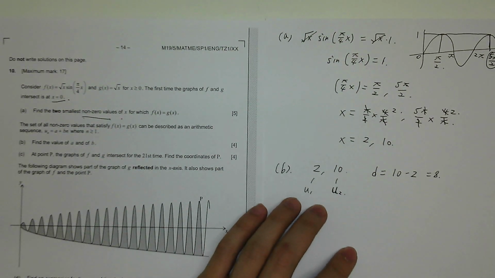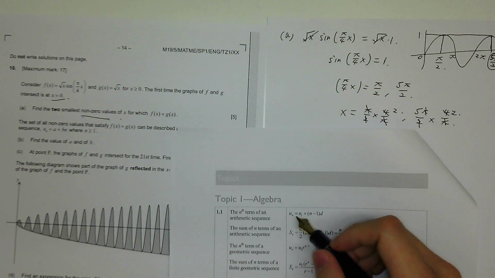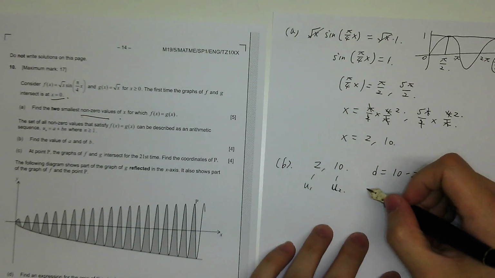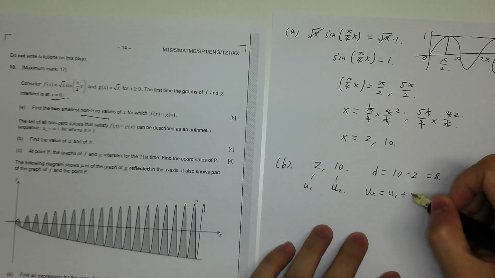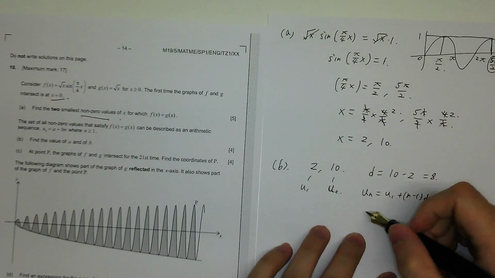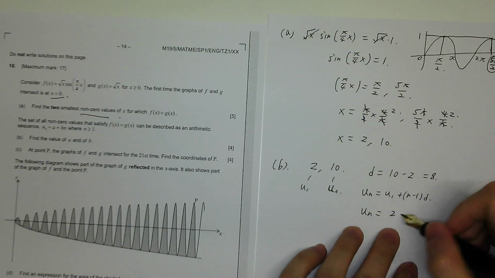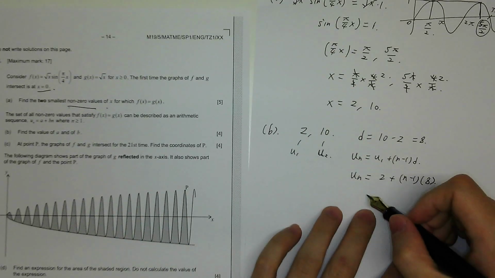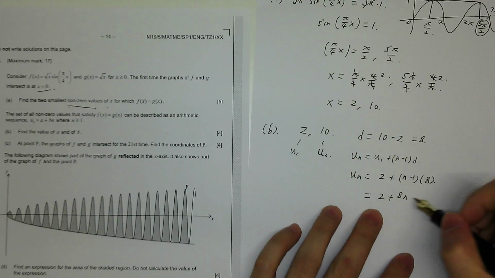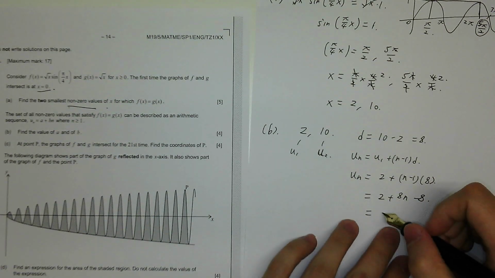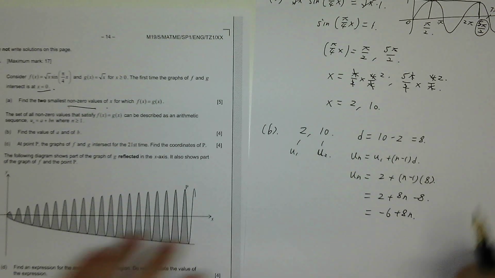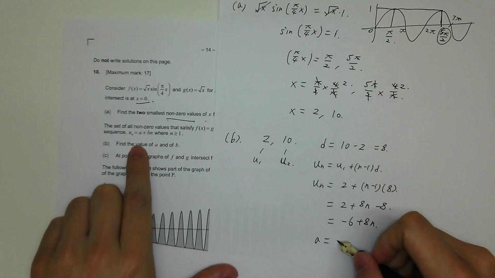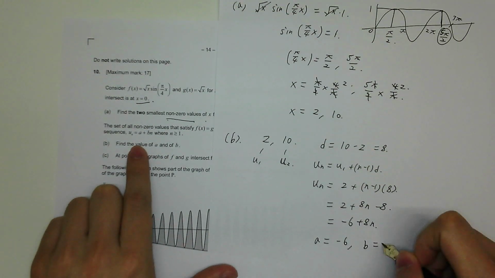And for an arithmetic sequence, we can use the formula for finding u n: u n equals u1 plus n minus 1 times d. So u1 is 2, n minus 1 times d, which is 8. So we can expand it: 2 plus 8n minus 8. So that is negative 6 plus 8n. And that means a equals negative 6, b equals 8.